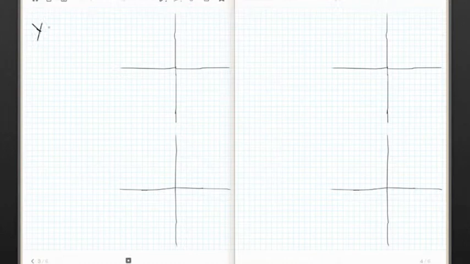Okay, let's try something a little different. y equals negative 8x. So our y-intercept here is plus 0. Zero is just not even shown in the equation. And negative 8 means we're going to go up 8 and then left 1 right there. And then the other direction, we'll go down 8 and right 1. So this is almost a vertical line, but not quite.